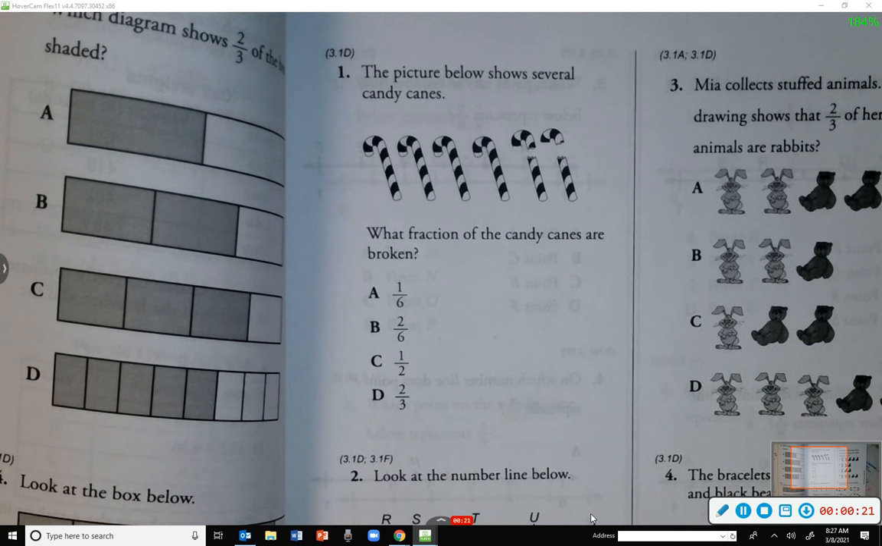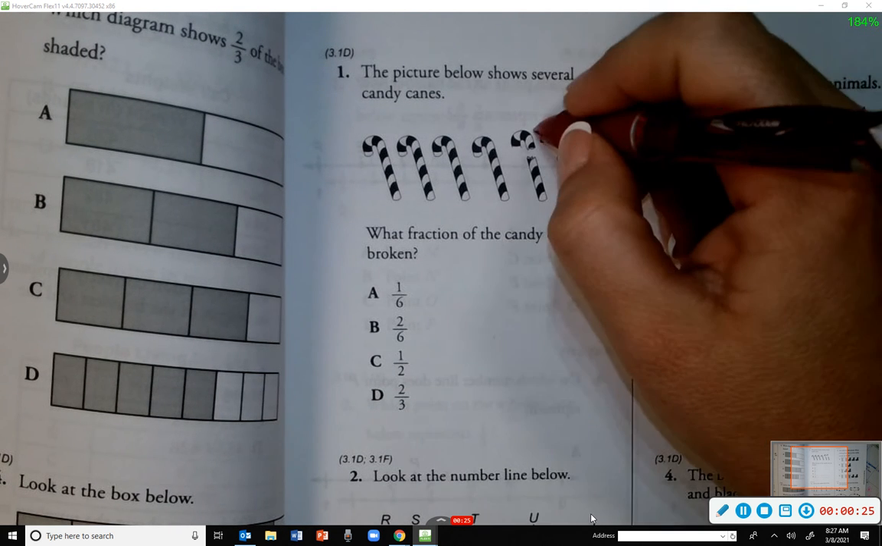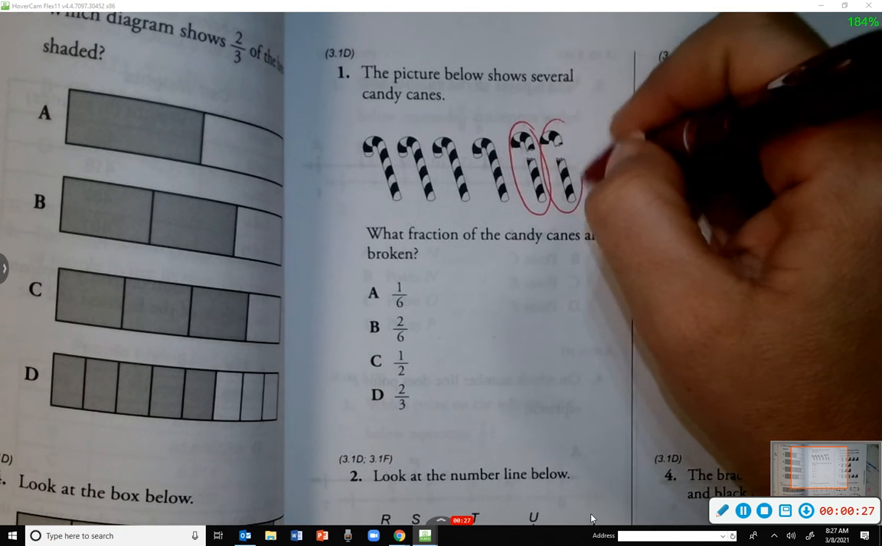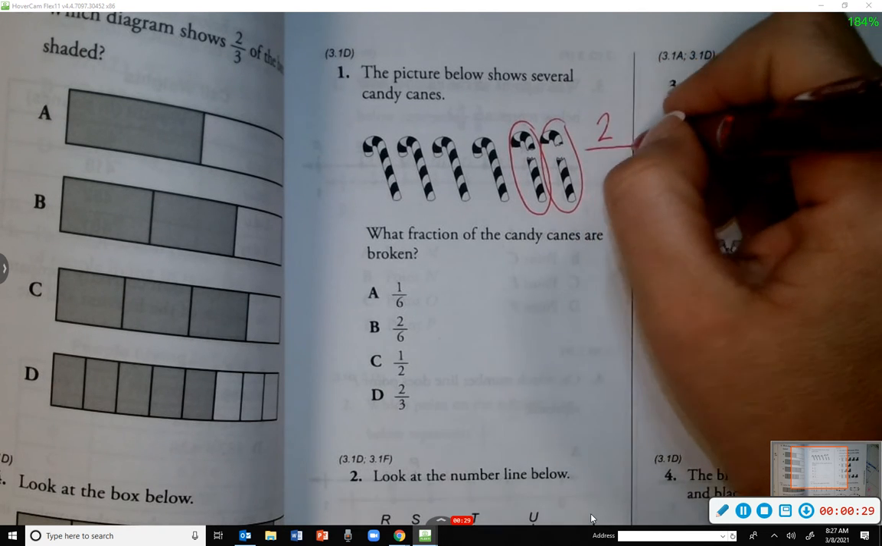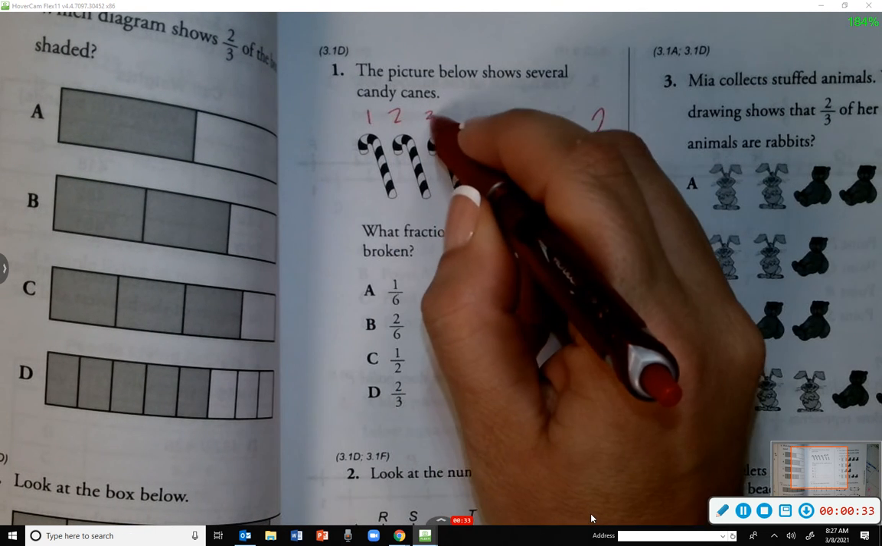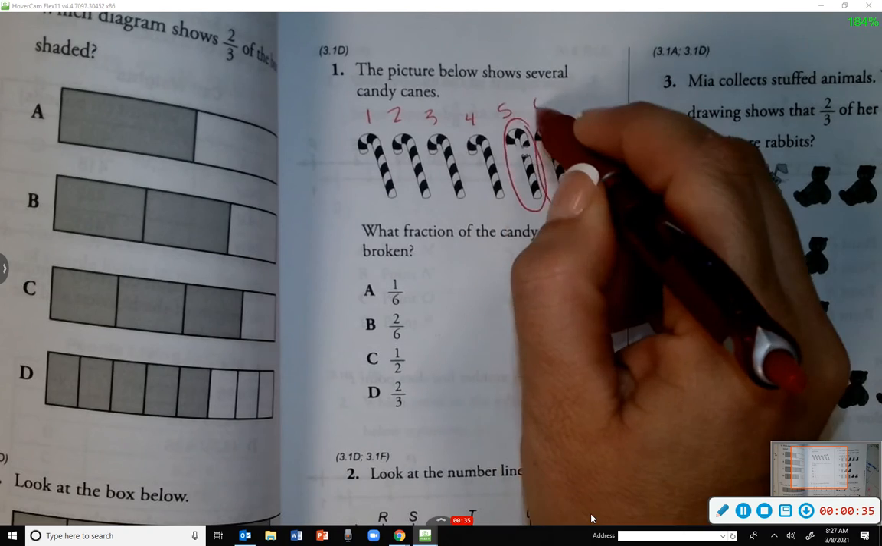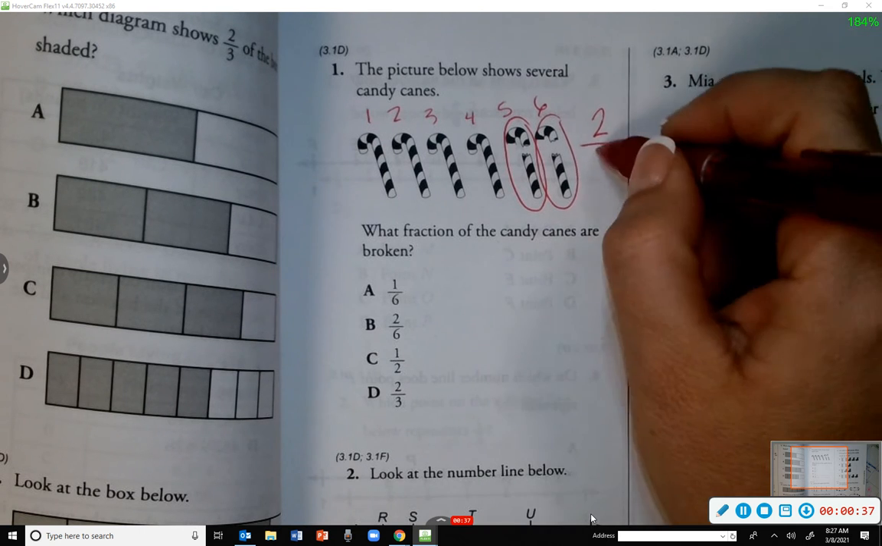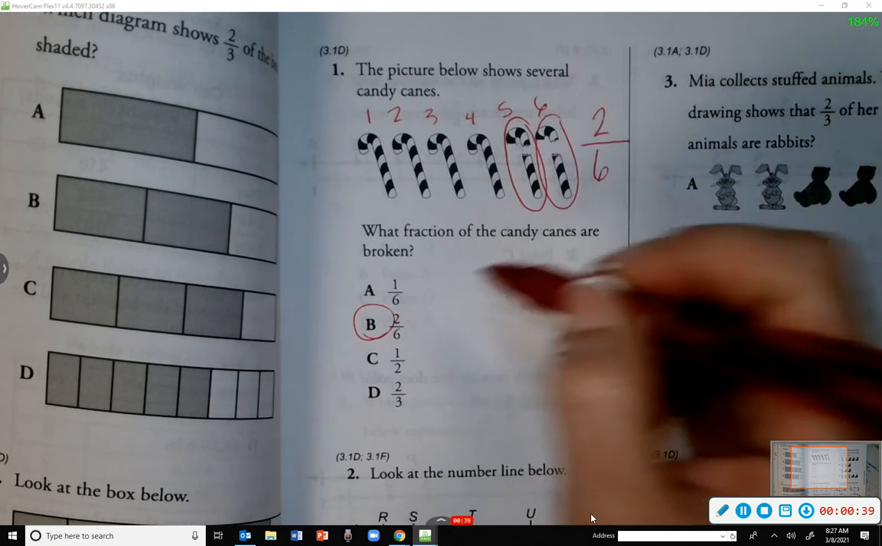Kelsey? B, 2/6. Good, because there's 2 that are broken. So that's your numerator. There's 6 candy canes in all, so that would be my what? Denominator. Good, so B is correct.